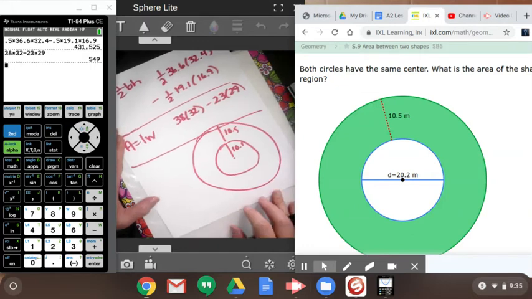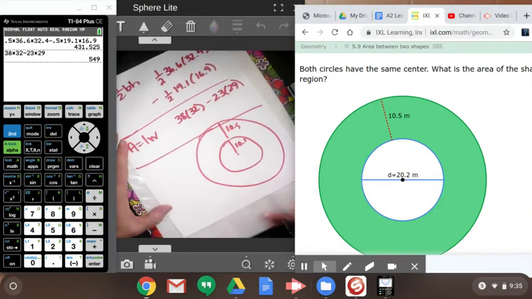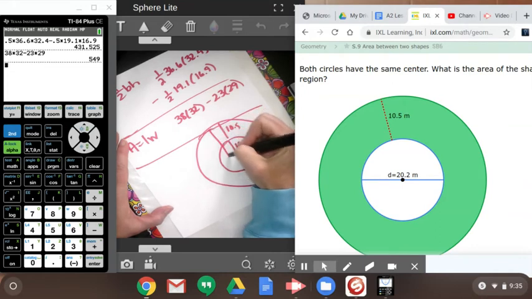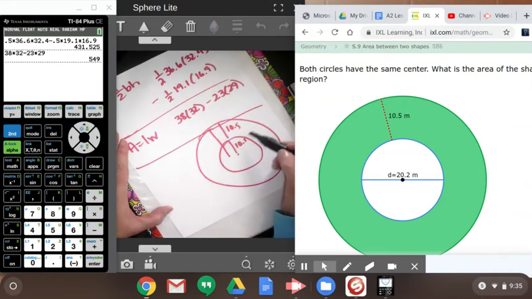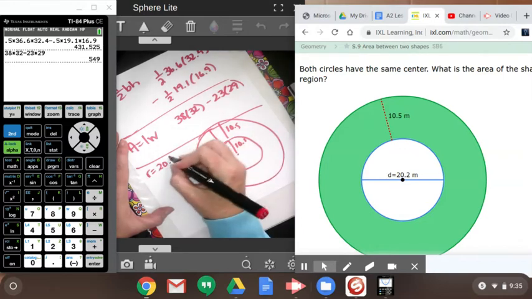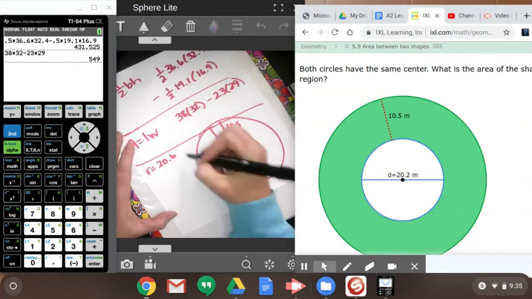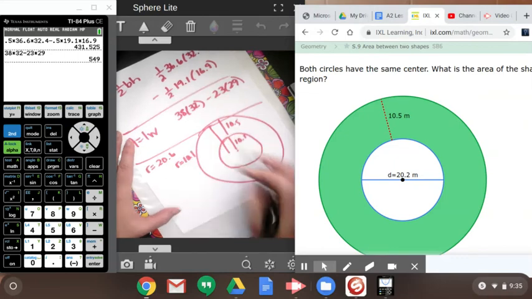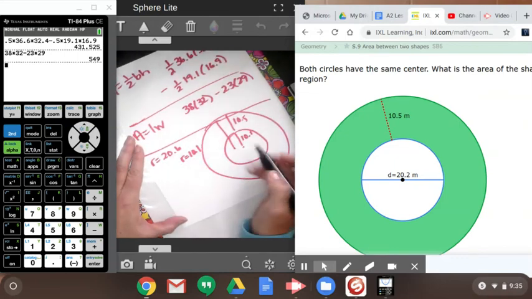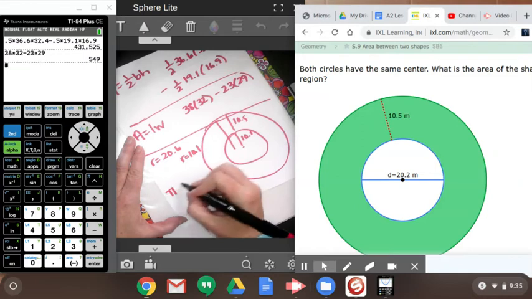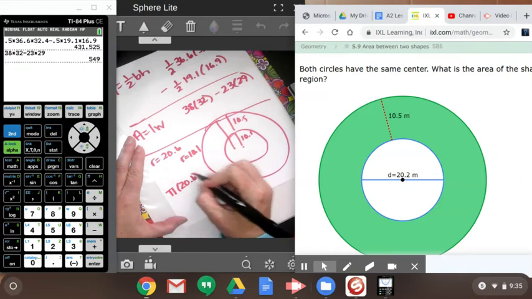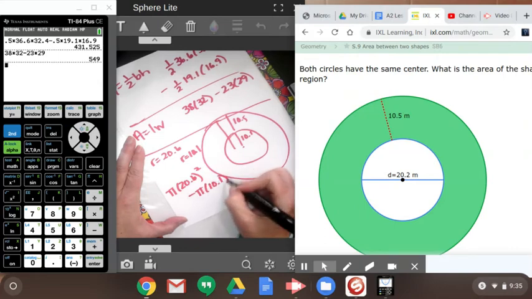So to find the area of the shaded region on this one, this larger circle has a radius of 10.5 plus 10.1. So the bigger circle has a radius of 20.6, and the smaller one has a radius of 10.1. So when we find that, we want to do the big circle. So that's going to be pi times 20.6 squared minus pi times 10.1 squared.